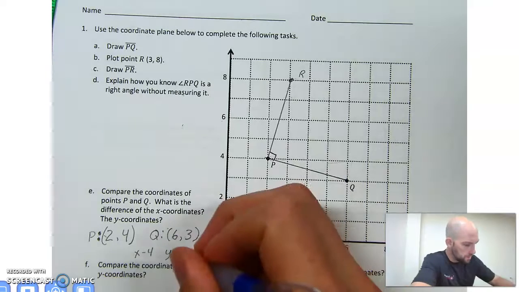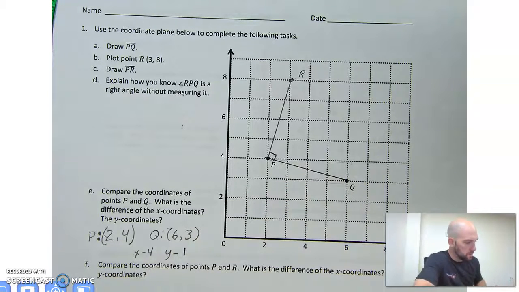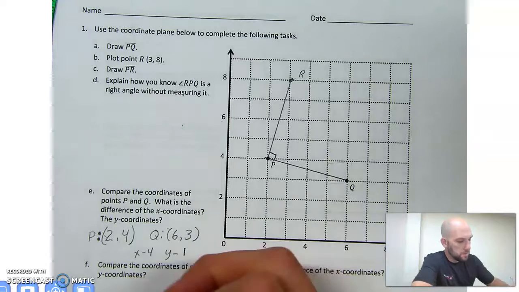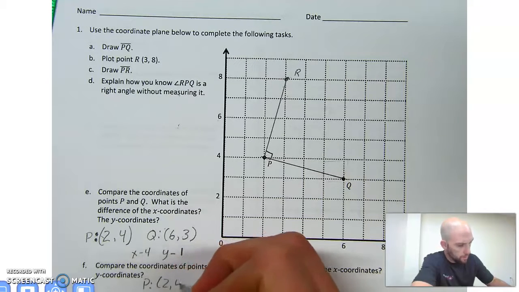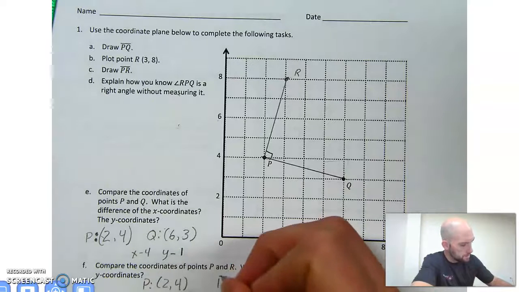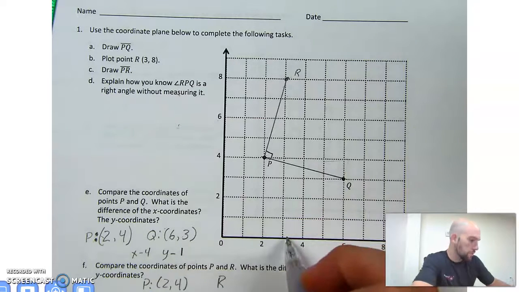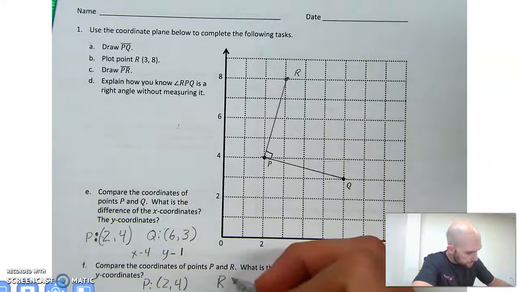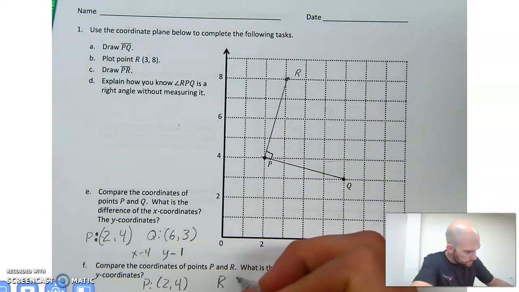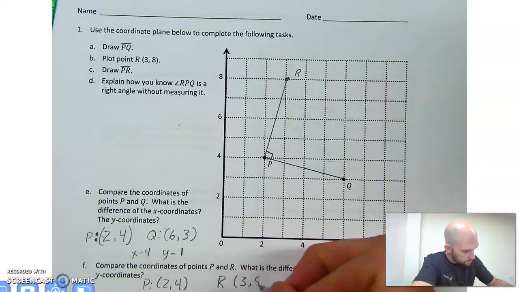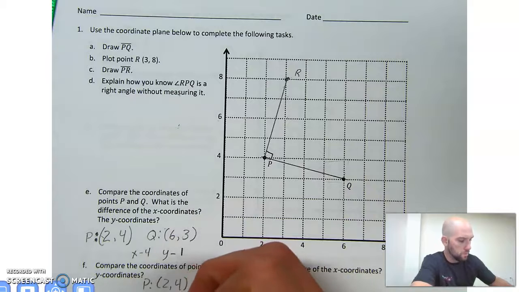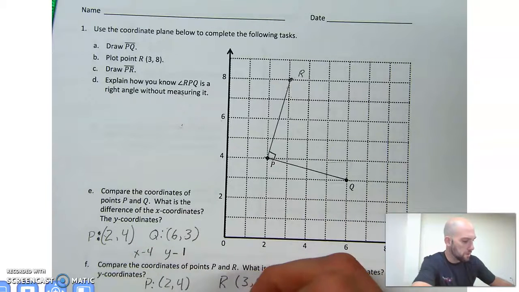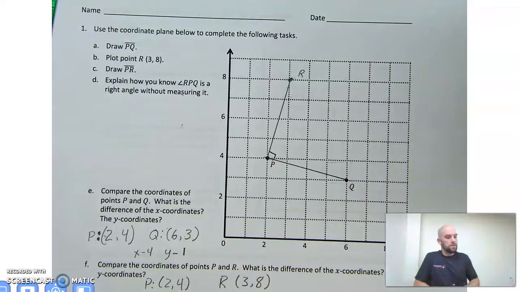Compare these to the points P and R. What is the difference in the x coordinates? What's the difference in the y coordinates? So again, P is 2, 4, and R is 3, 8. So the difference between our x coordinates now is 1, and the difference between our y coordinates is 8 minus 4, which is 4.